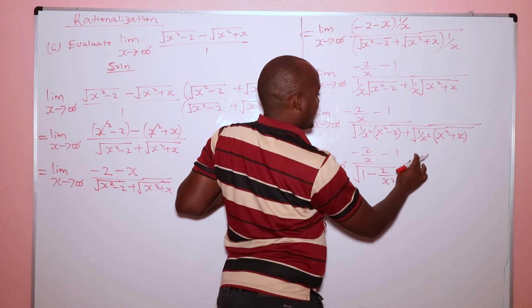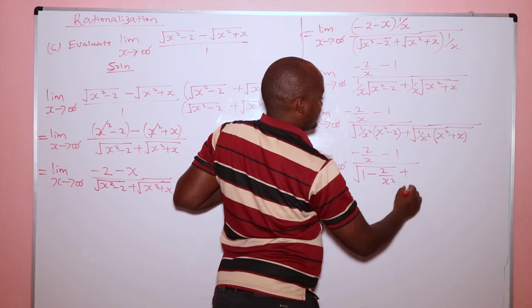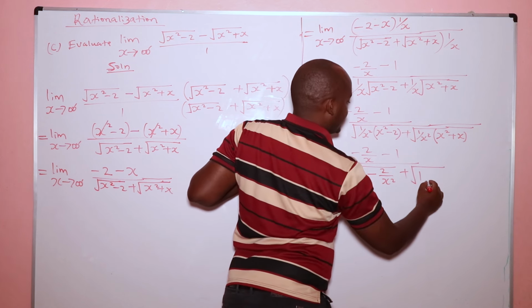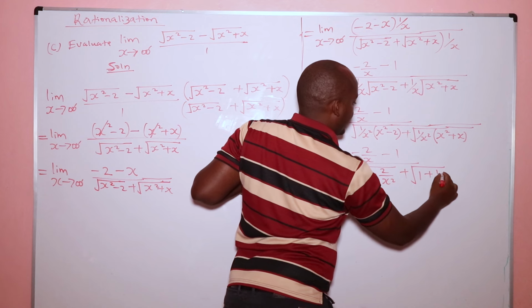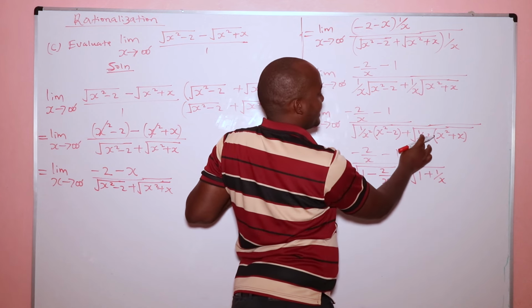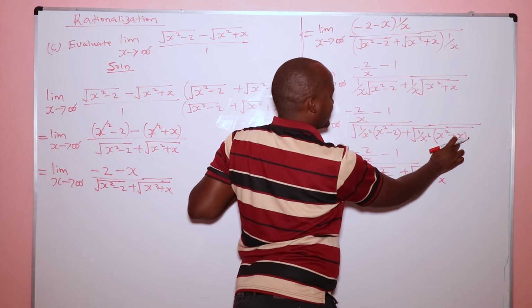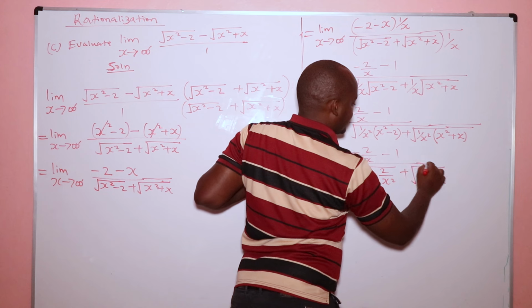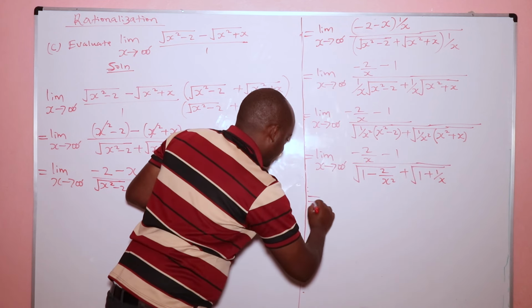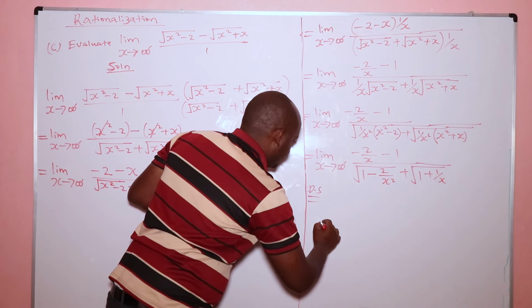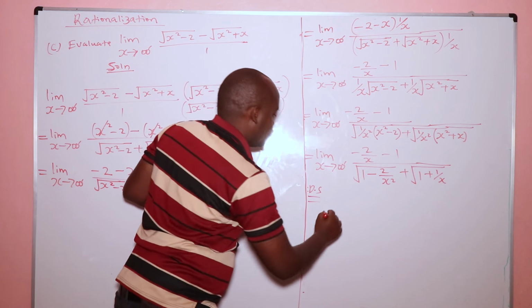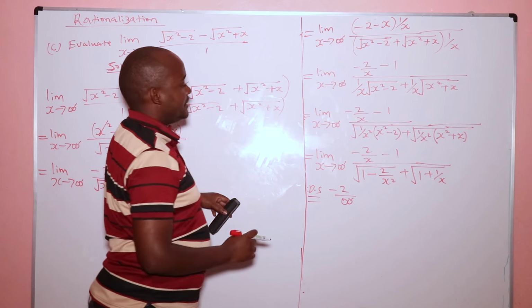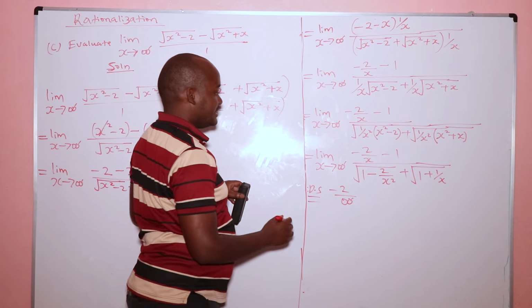Then you move to the next term. This times this, you get the square root of 1. This times this, you get plus 1 over x, because you know that 1 over x squared times x, you get x over x squared, which is 1 over x. Which by direct substitution, it will be the same as negative 2 over infinity. We are replacing the value of x with infinity.